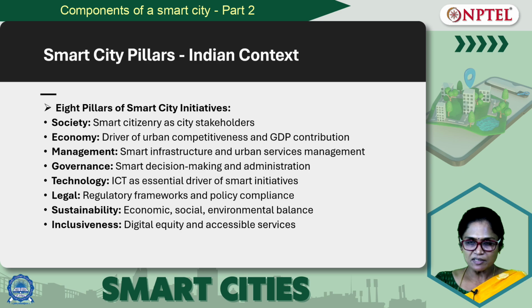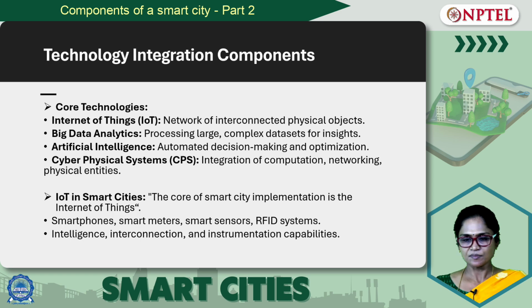Inclusiveness: digital equity, accessible services, and ensuring all benefit. These 8 pillars are interconnected. A weak law may disable technology implementation, or poor governance can waste resources. The Indian framework differs slightly from the Western frameworks by emphasizing governance and inclusivity more heavily, reflecting development priorities. So I can see a difference from the Western framework.